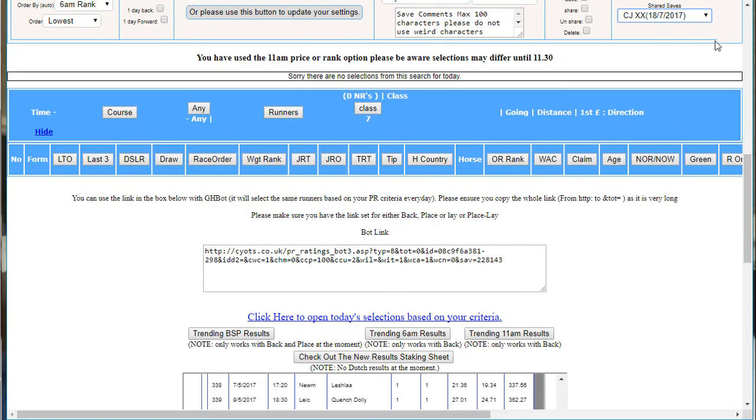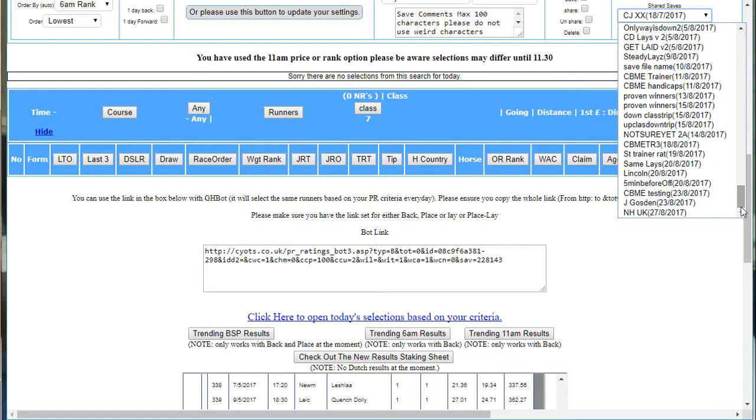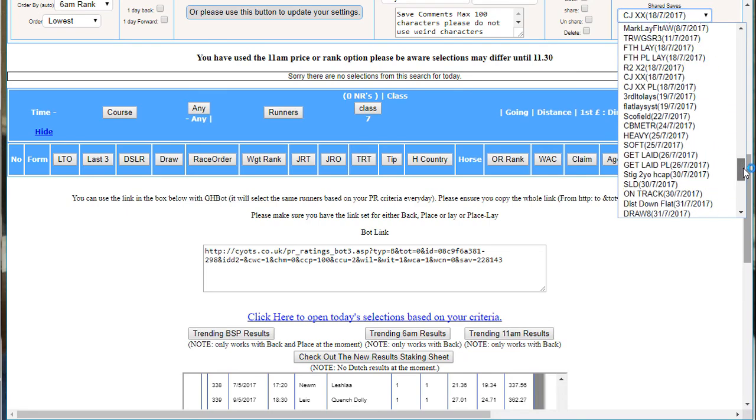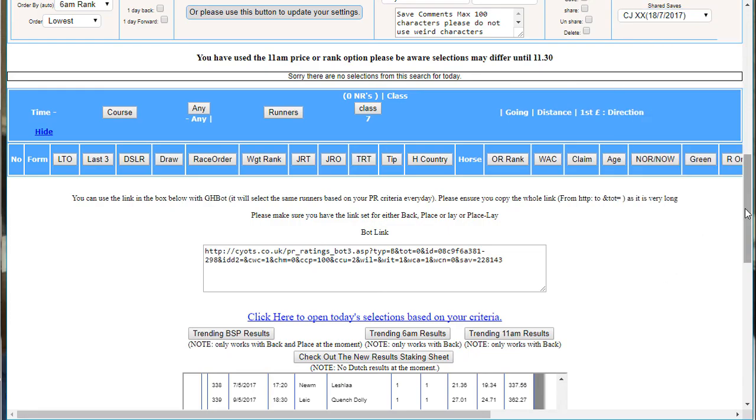Sorry, just go up a bit, go down. So we got, yeah, this one was shared over the weekend and last week. So we've had a few again this month. So there's plenty to look at when you come in to see what's going on. And there are always lay and back systems and place systems and kind of things like that. So plenty to look at.